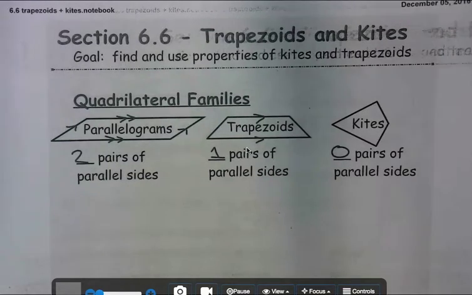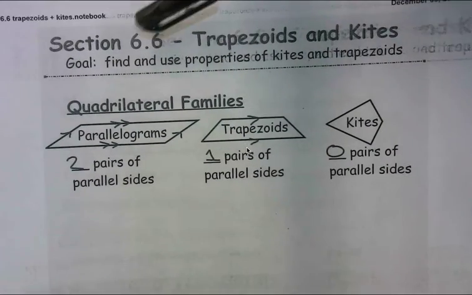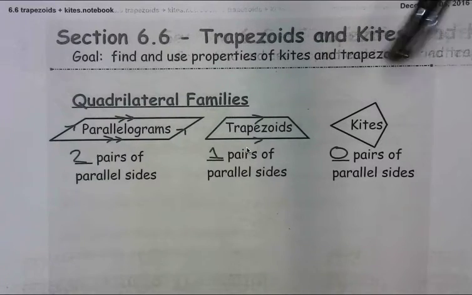Hey Geometry Geniuses, we're going to take a look at 6.6, jumping ahead a few sections, on trapezoids and kites. Our goal is going to be finding and using properties of kites and trapezoids.